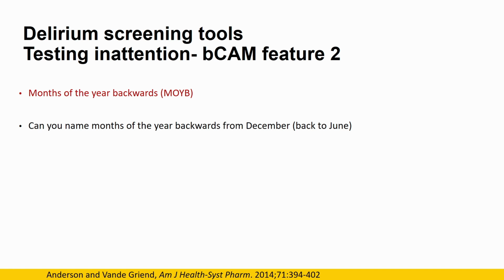Next, we will talk about Feature 2 of the BCAM. We're going to use the question called Months of the Year Backward, or MOYB. You will ask the patient, can you name the months of the year backward from December? Healthy patients should be able to call from December back to June without a mistake. It is important to note that the patient cannot have delirium if they do not have inattention. If the patient can name the months of the year backward, then they are not going to meet the diagnostic criteria for delirium, so you can stop the assessment at that point.